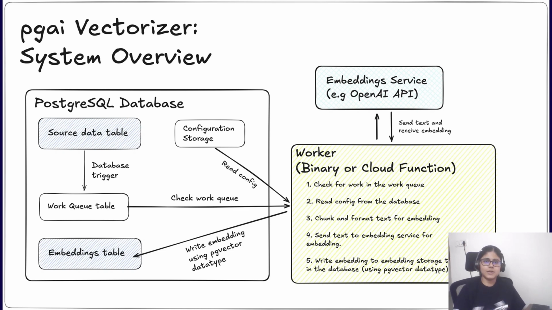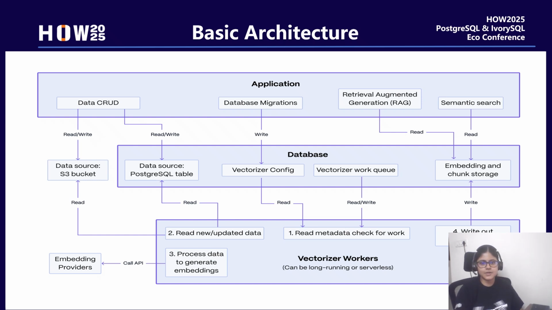So pgai vectorizer can automatically create and update embeddings from a source table using work queues and configuration tables housed in your normal PostgreSQL itself. The embeddings are created in an external worker that interacts with the embedding services, for example OpenAI, or for instance, we'll be looking at an open source library which we incorporate with the pgai vectorizer. So this is a basic architecture of where exactly your database, your application, and your vectorizer sit. The architecture consists of an application you will be writing on top of your PostgreSQL database, and stateless vectorizer workers.